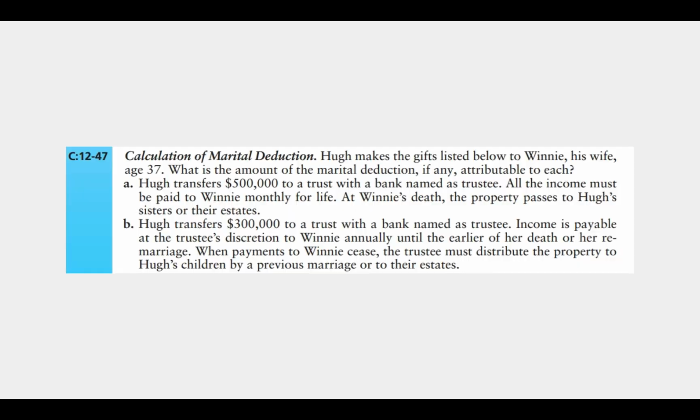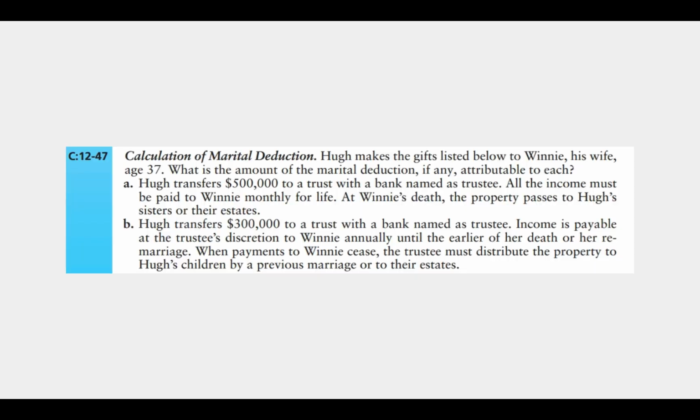Hugh makes the gifts listed below to Winnie, his wife, age 37. What's the amount of the marital deduction, if any, attributable to each? A. Hugh transfers $500,000 to a trust with a bank named as trustee. All the income must be paid to Winnie monthly for life. At Winnie's death, the property passes to Hugh's sisters or their estates.